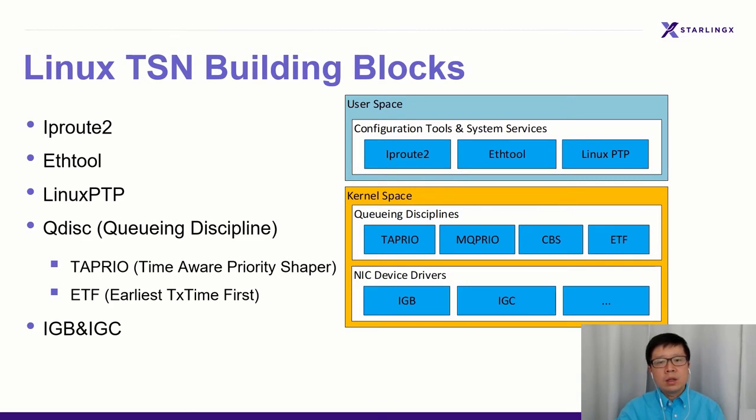They implemented different TSN standards. taprio is called time-aware priority shaper. It implemented 802.1 QBV standard. ETF is called earliest txtime first. It is based on a feature called launch time, provided by a few network interface cards. The idea is we could pre-config expected transmission time for each packet. Then the hardware will follow the configuration to send packets at a specific time. In this way, we could achieve better determinism.